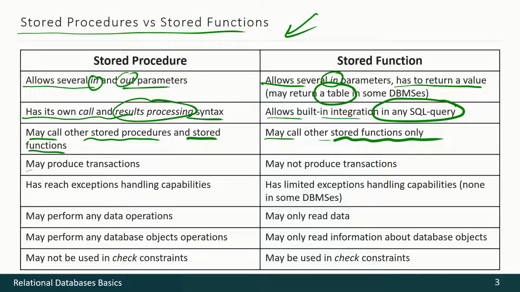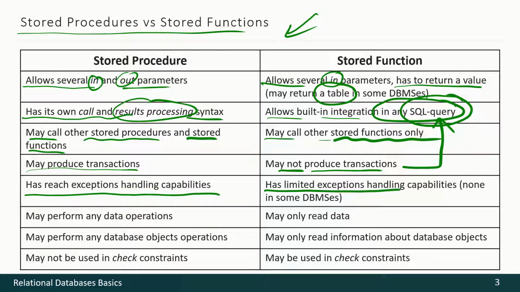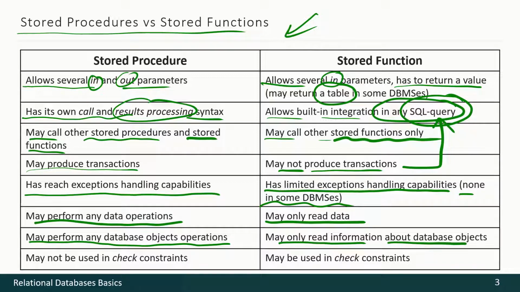Stored procedures may produce transactions, while stored functions may not produce transactions as long as they are called from an SQL query and the SQL query is executed within a transaction itself. Stored procedures have rich exception handling capabilities, while stored functions have limited exception handling capabilities, or none at all in some DBMSs. Stored procedures may perform any data operations, while stored functions may only read data. Stored procedures may perform any database objects operations, while stored functions may only read information about database objects.